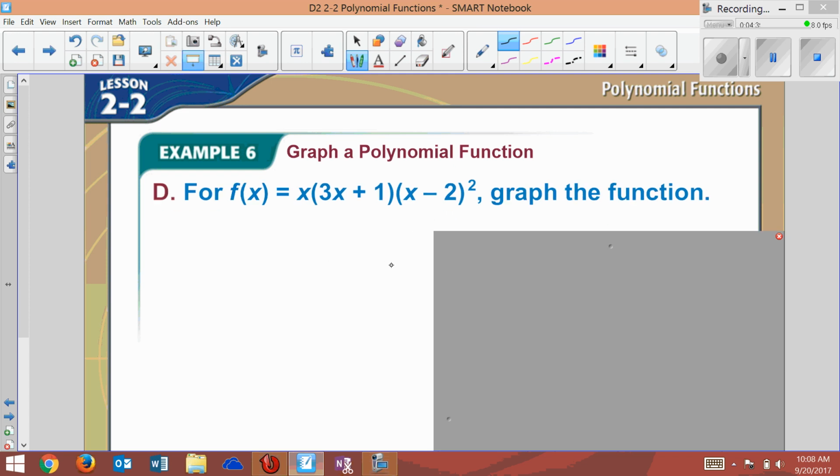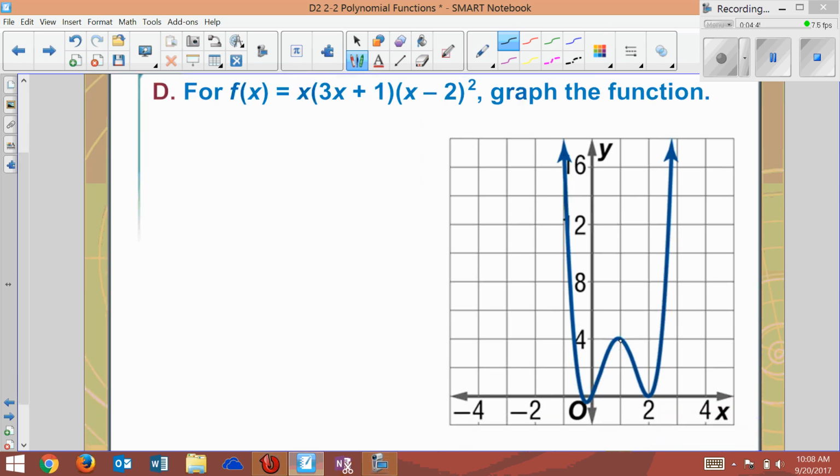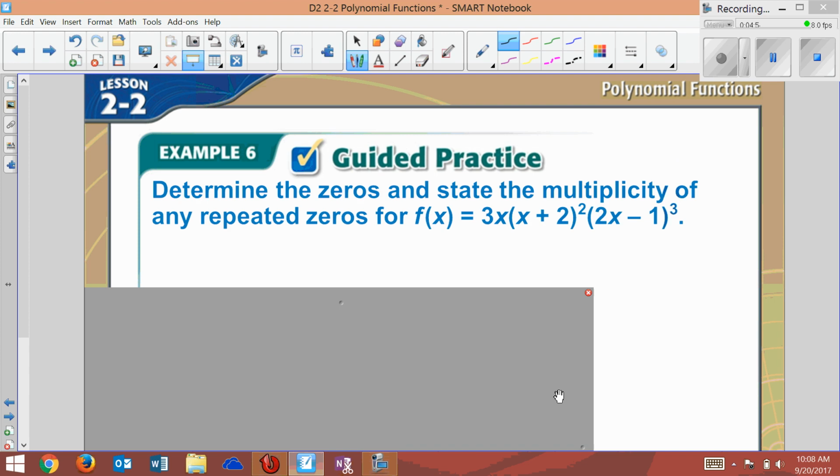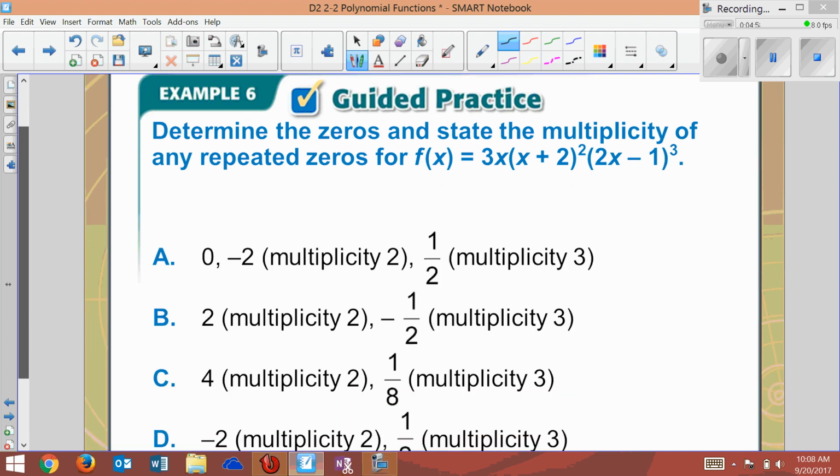All right. So now let's look at the actual picture, and we'll see how close we came. Right there, it's at 4. We had the turn at 2. We also hit at 0 and at 1. So we came pretty close there on our graph. Now you try and see what you can come up with for this example 6.